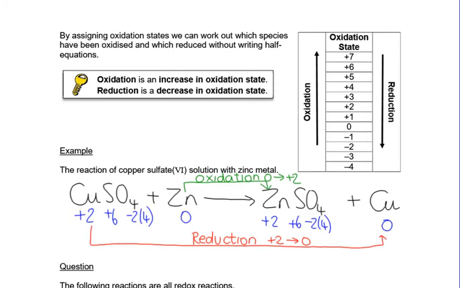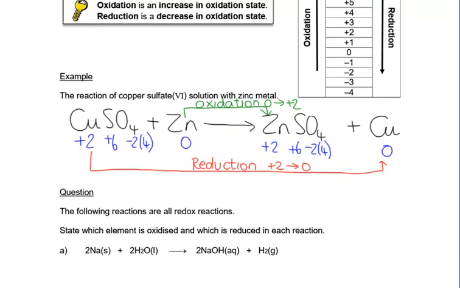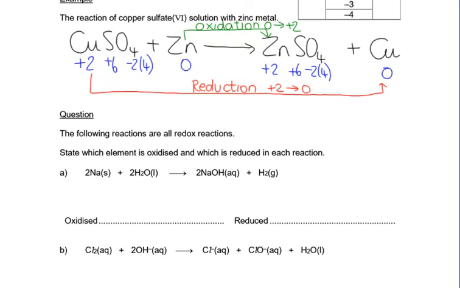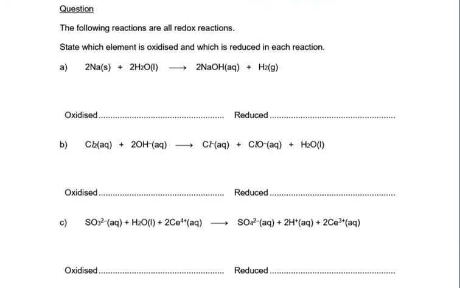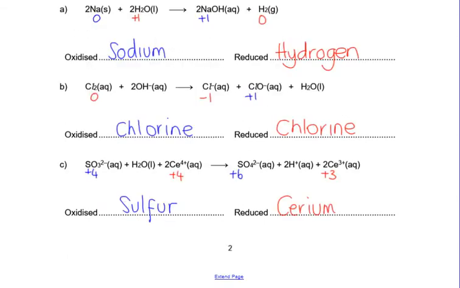Okay, so it's a bit quicker than doing the half equation method. So use that method, find out which element has undergone oxidation and which element has undergone reduction in each of your examples. So there you go. In the first example, the sodium has been oxidised because its oxidation state has increased from 0 to +1, and the hydrogen in the water has been reduced.